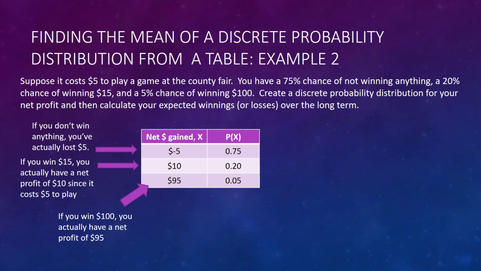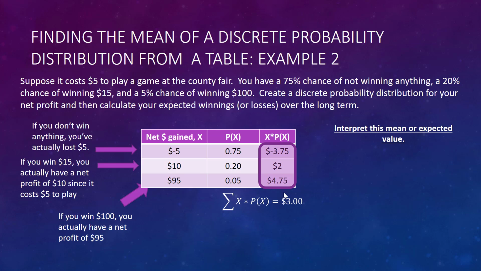Then we've just filled in the probabilities over here based on what was given to us in the problem statement. How do we calculate the mean? Just like last time, we need to multiply across and then we add down. When we sum these three values, we find that the mean or expected value of this game is $3.